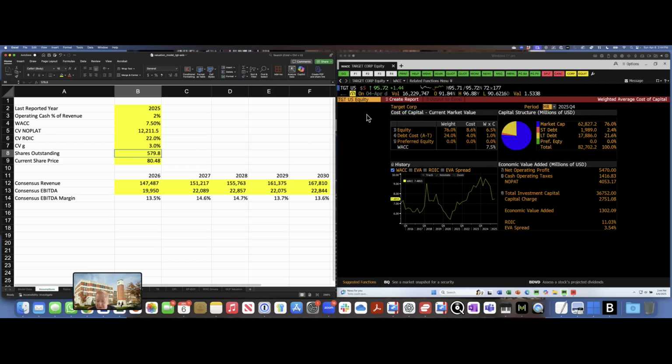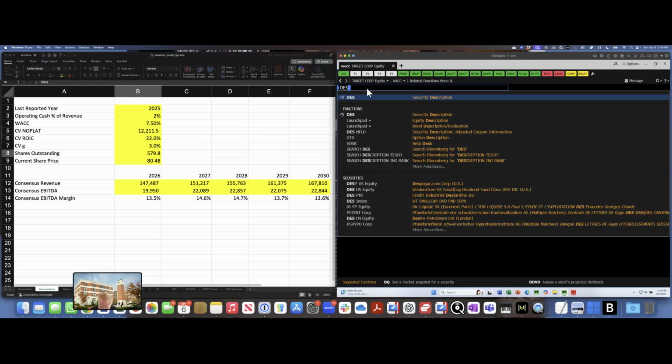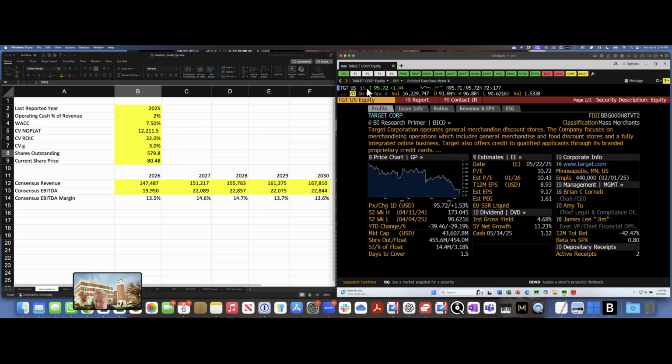And for shares outstanding, go back to the DES. Again, take my screenshot, 455.6 million. So 455.6. And the current share price at the time of valuation, top of your DES screen, 95.72.